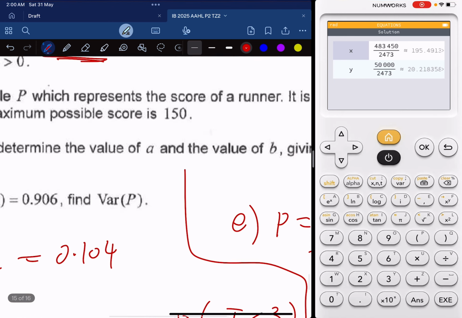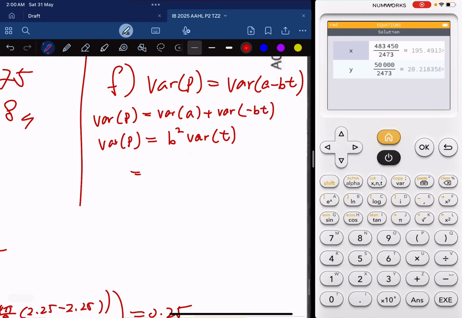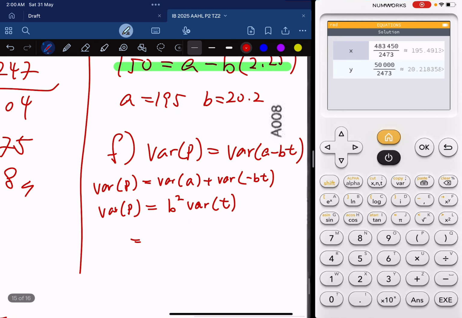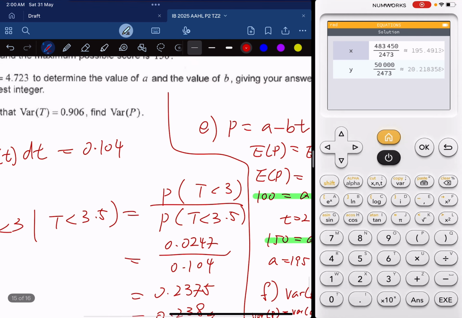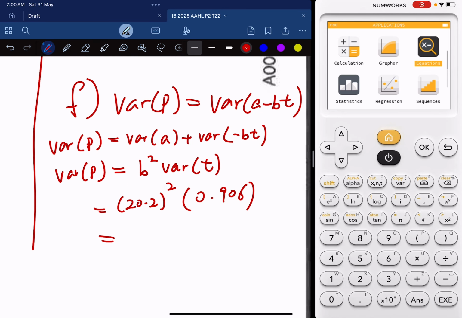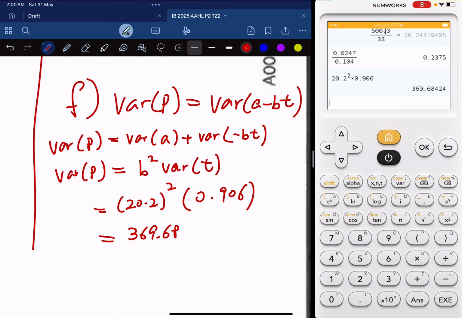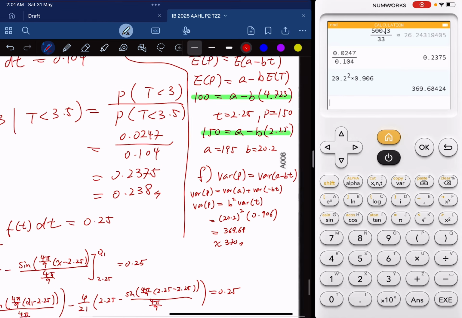So variance of T, it's 0.906. So B, I think we got it already. 20.2, right? 0.906. Okay, so calculator. So 369.68, so around like 370. Okay, so done already. That will be the variance of this question.